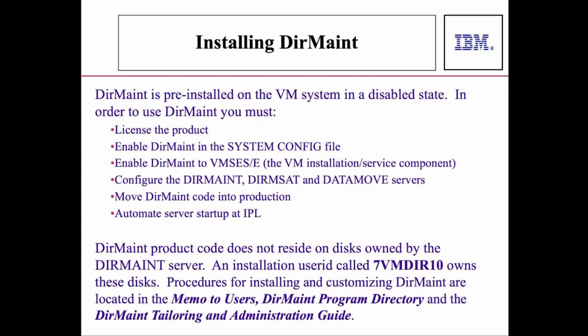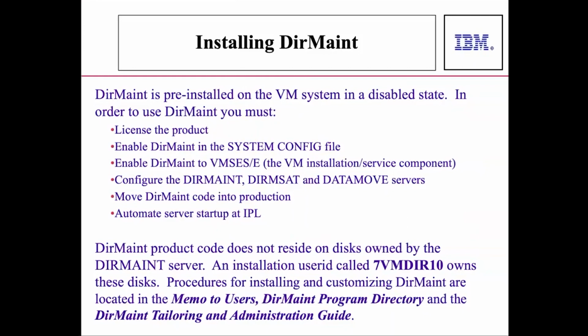Eventually, you make sure that you do a put to prod, that the DirMaint code is in production, and then, of course, you make sure it's started up automatically when your system's IPL'd. The default profile exec on AUTOBLOCK 1 does that automatically, actually looks to see if it's configured and where it should run. But if you've modified that or whatever, you just need to make sure that DirMaint does get started up at IPL time.